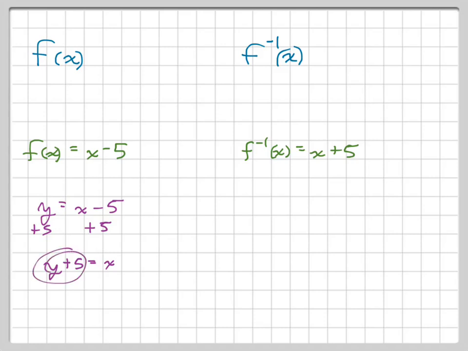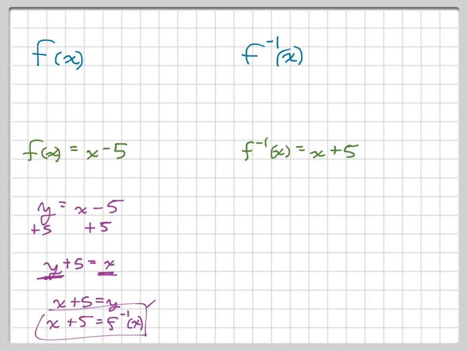Isn't this our inverse function right here? Yes, it is, except that's an x and that's a y. So after you solve for the x, you want to switch the x and the y. x plus 5 equals y. And now this y is your inverse function. So we're going to say this equals f of negative 1, or f to the negative 1 power, equals x plus 5. This means the inverse of f. And you can see that this is the same as this.